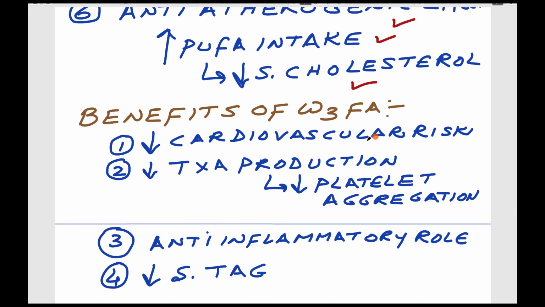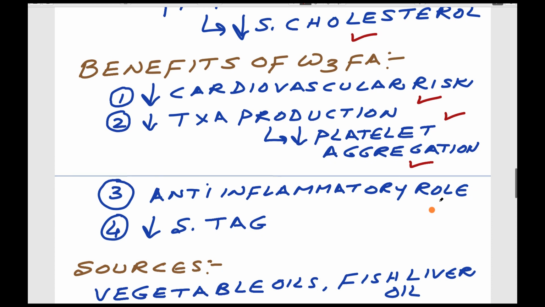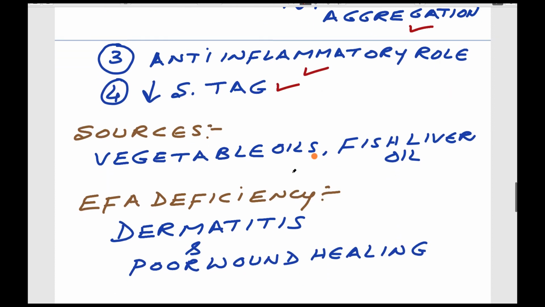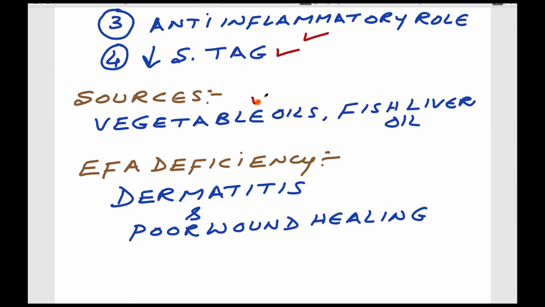Then the benefits of omega-3 fatty acids. They are very important. Their presence in the diet decreases the cardiovascular risk and decreases the production of thromboxanes, so platelet aggregation is decreased and intravascular clotting will not be there. They have an anti-inflammatory role. How? The presence of omega-3 fatty acids leads to the production of less inflammatory prostaglandins and leukotrienes. Sources of essential fatty acids are vegetable oils, whereas linolenic acid is present in fish liver oil.